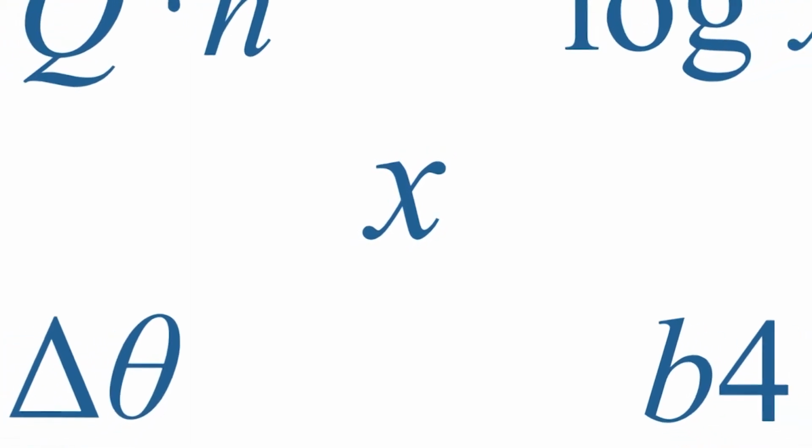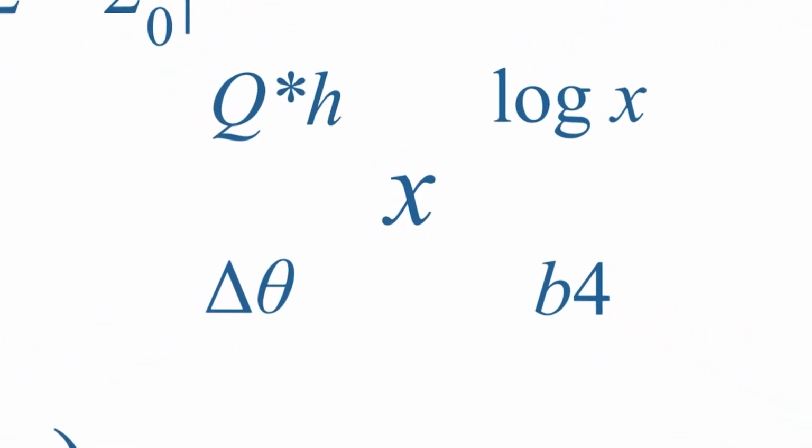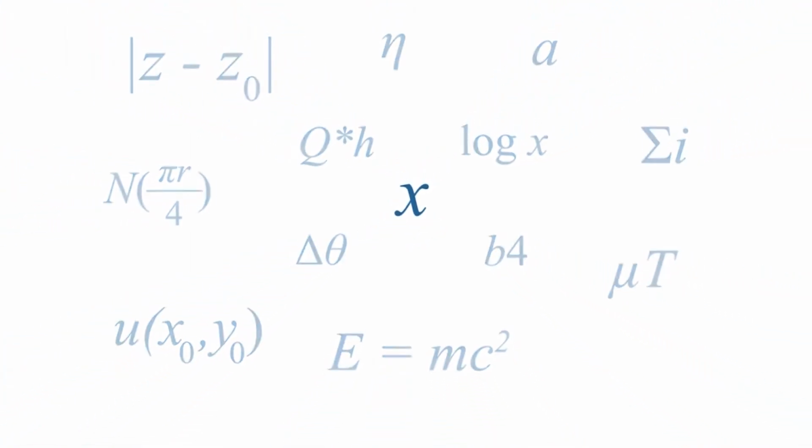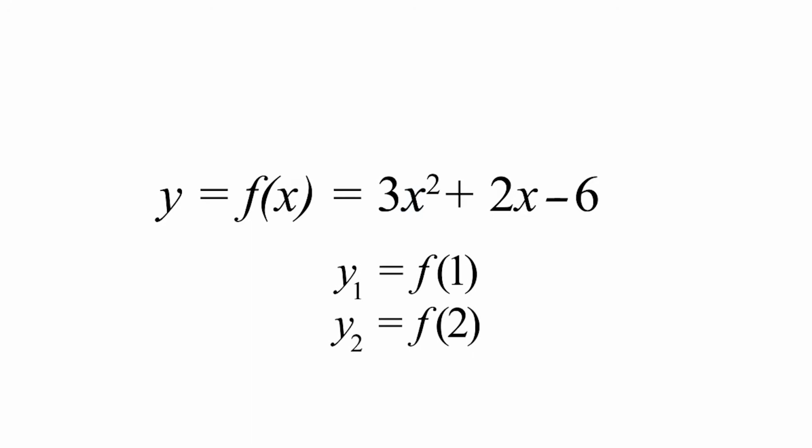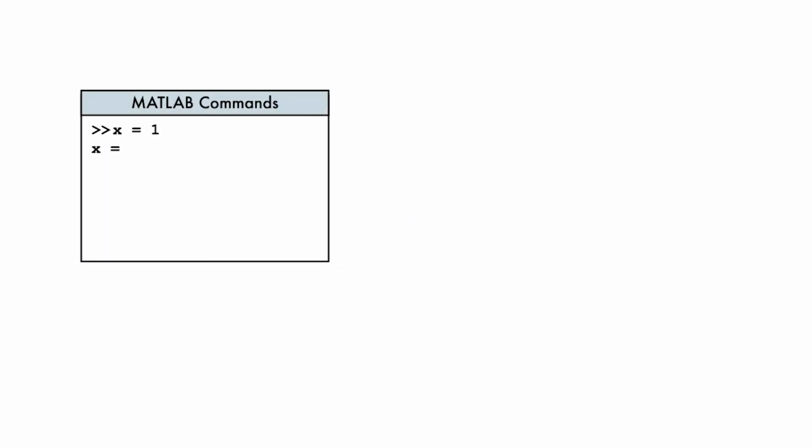The first step to solving problems in MATLAB usually requires defining variables. For example, suppose we need to evaluate this expression for different values of x and save the results to use later. You might guess that we use the equal sign to create a variable, and that's exactly right. The equal sign is referred to as the assignment operator since it assigns value to the variable.